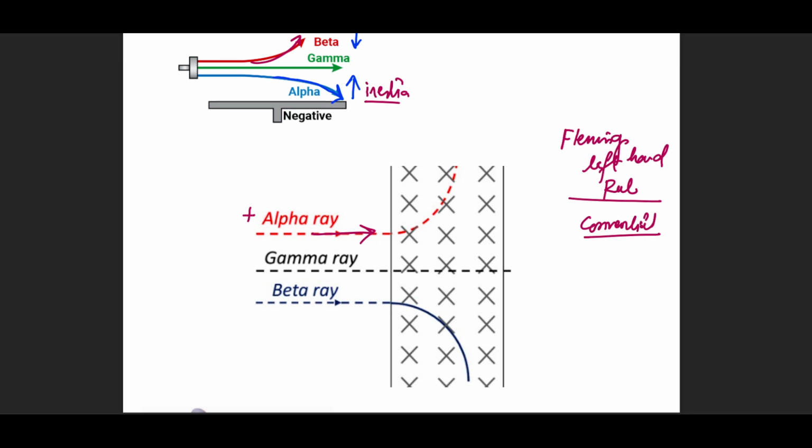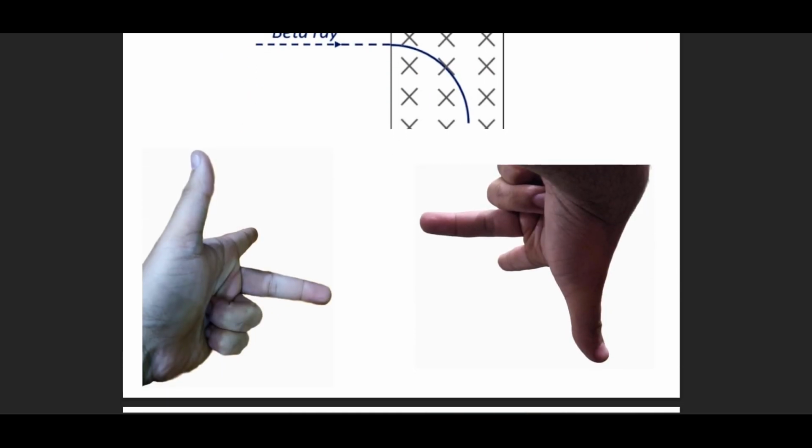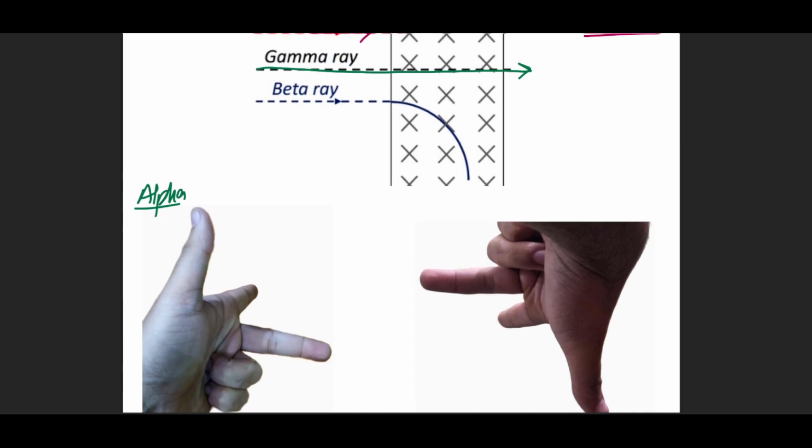Now let's see how we're going to arrange our hands according to the first case, the alpha. Gamma passes straight through, we understand, because it has no charge, no current, no mass. It passes straight through the magnetic field as well, undeviated. But let's see how the alpha particle is going to move. So how are we going to arrange the hand for the alpha particle? This is the first example. This is how you're going to place the hand for the alpha particle.